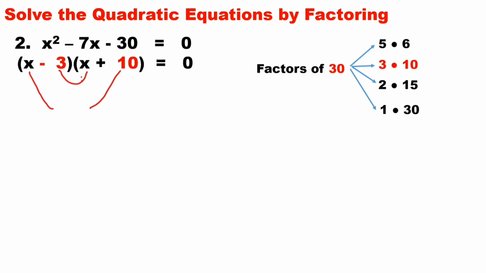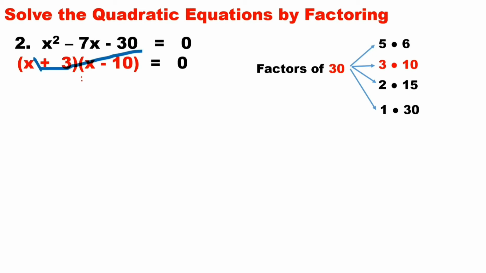Next, let us try 3 and 10. Negative 3 times x is negative 3x. X times 10 is positive 10x. Negative 3x plus 10x equals 7x. In this case, 7x also is the middle term but opposite in sign. Therefore, what we shall do is reverse the sign. Minus will become plus and plus will become minus, so that the factor combinations will become correct.